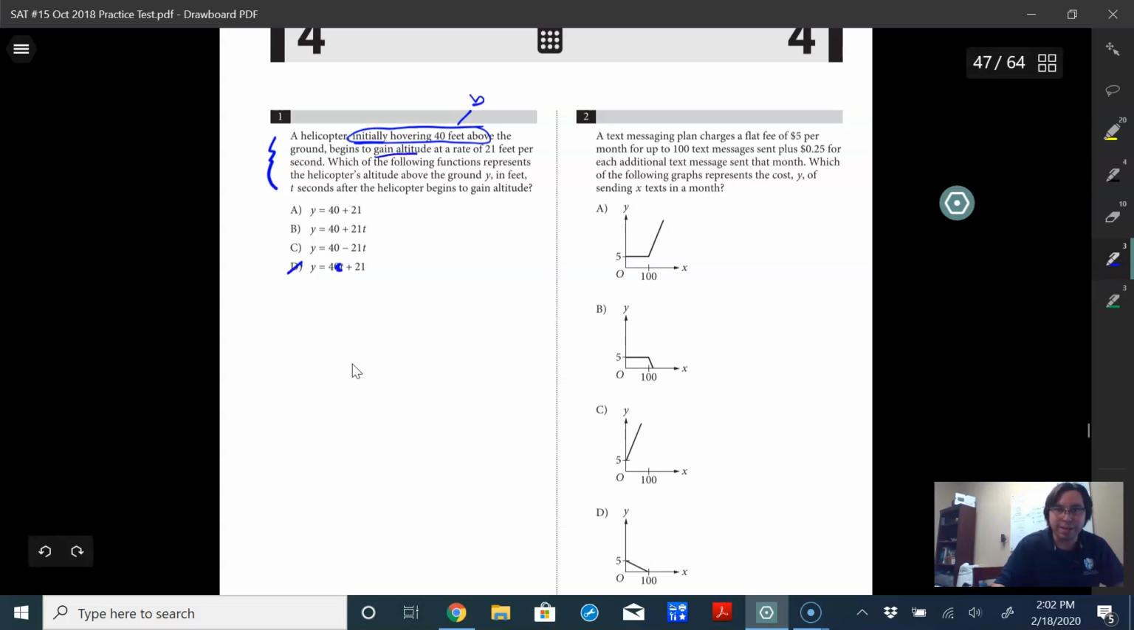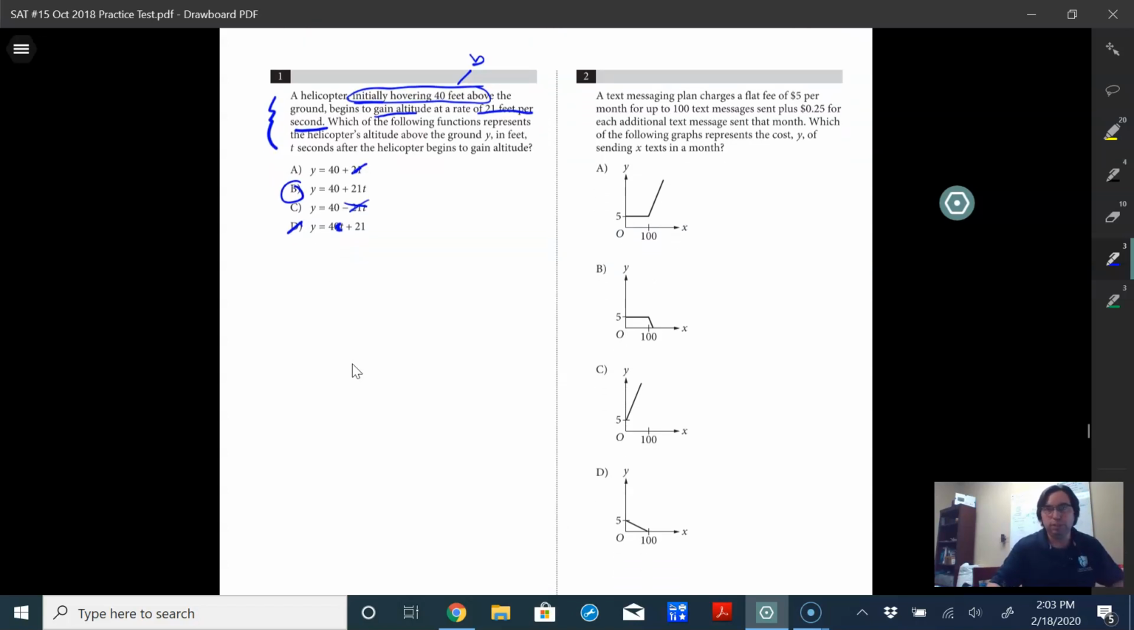It begins to gain altitude at a rate of 21 feet per second. Which of the following functions represents the helicopter's altitude above the ground, t seconds after the helicopter begins to gain altitude? So it can't be that, because there's not a slope there. This is a positive slope, that's a negative slope. We know we're gaining, which means our slope is increasing. C is wrong, B is right.